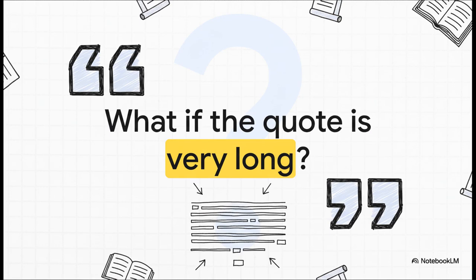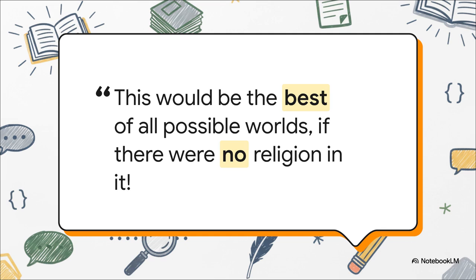That leads to a good question. What happens if the quote you want to use is quite long? Well, for those longer passages, we use a special format called a block quotation. Here's an example of what that looks like. You can see how this quote from John Adams is separated from the main text. It's indented. This special formatting is a visual signal to your reader that these words are not your own.